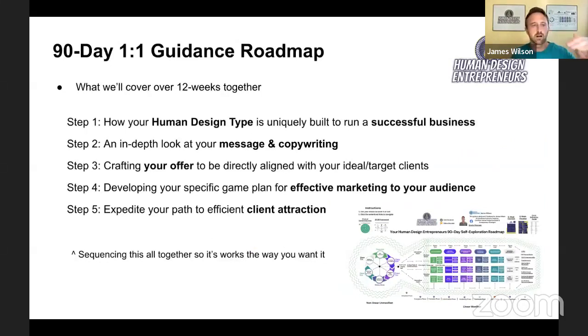Again, the steps through the 12 weeks: how to read your human design type, how your design type is uniquely built to run a successful business in the first place. Step 2, we'll take an in-depth look at your message and your copywriting. Step 3, we'll craft an offer together, or fine-tune it if you already have it, to be aligned with your ideal target clients. Step 4, we'll develop a specific game plan for how to market effectively in a way that's going to work for you, that feels right according to your design. And then lastly, step 5, expedite your path to efficient client attraction. And then the wholeness of that is sequencing all those steps together in a way that is going to work for you in the long term as opposed to the short term.